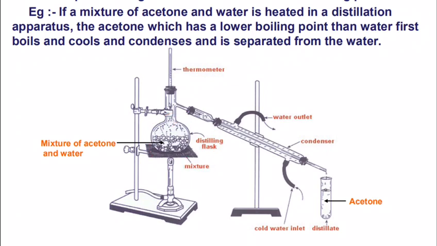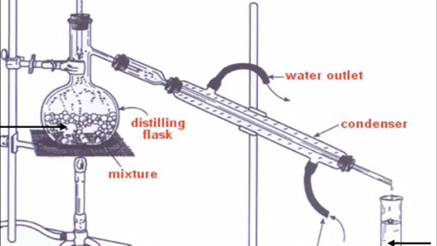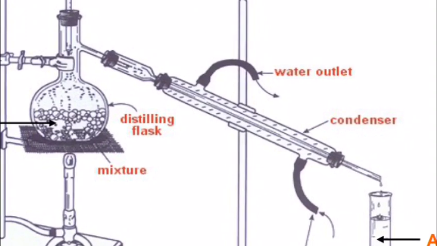Now we know that acetone has a low boiling point, so it starts boiling. Its vapor starts rising and goes from the distillation flask first to the condenser. Can you see a small pipe in between the condenser, this line, this one? अब इस बीच वाली पाइप में वेपर्स जाएंगे, ठीक है?